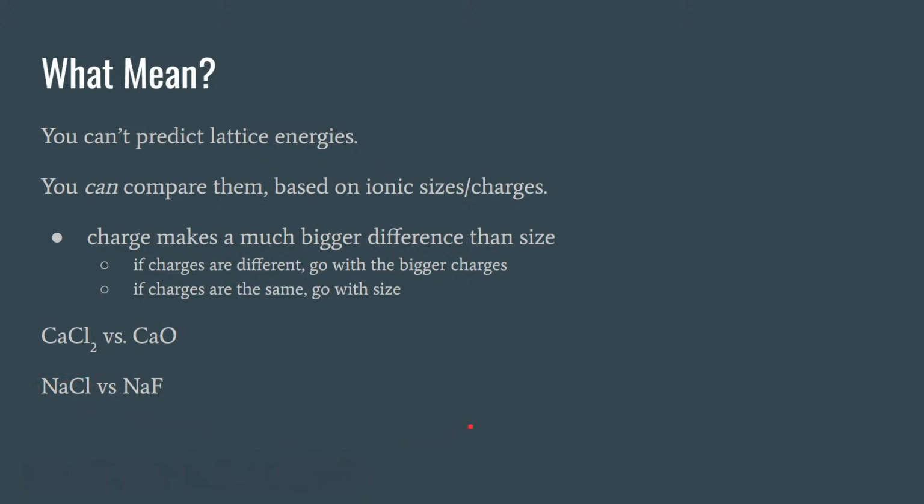So that is the sort of problem they can ask you on a test. Compare two ionic compounds and predict which one will have the larger lattice energy. Okay? And charge makes a much bigger difference than size. So look at their charges, figure out what the charges are in the ions, and then just go with the one that has the biggest charges. If they're all the same, then you look at radius, and then smaller radius matters.